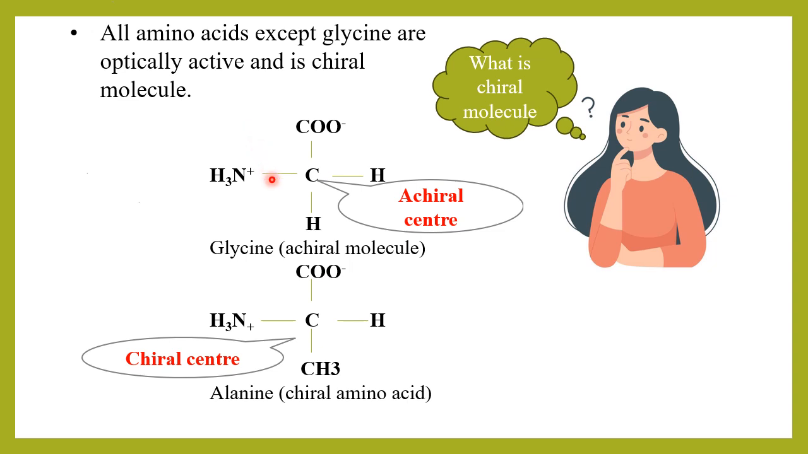Now, what does it mean by chiral molecule? You will see in the structure of glycine and in the structure of alanine. In the structure of alanine, the alpha carbon is attached to 4 different substituents, while in the structure of glycine, the alpha carbon does not have 4 different substituents. So, an alpha carbon which has 4 different substituents is known as a chiral center, and this amino acid is known as a chiral amino acid, while an alpha carbon which does not have 4 different substituents is not a chiral center, and this amino acid is known as an achiral molecule. So all amino acids except glycine will be optically active and are chiral molecules.